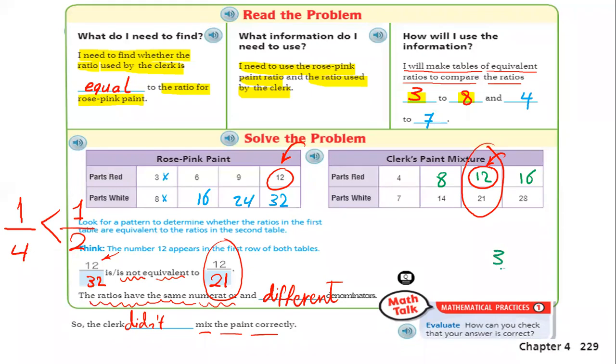Multiply or divide. The first ratio is 3 to 8 and the second ratio is 4 to 7. Which method? Crossway. Excellent, by using crossway.